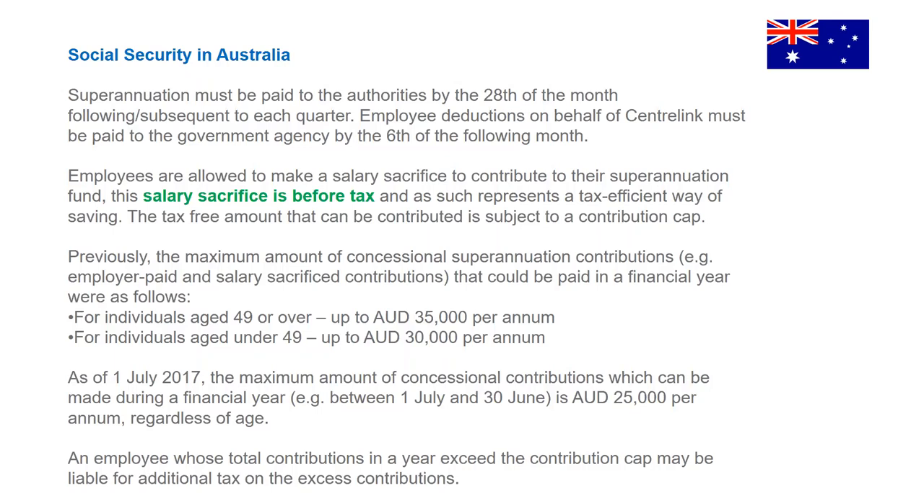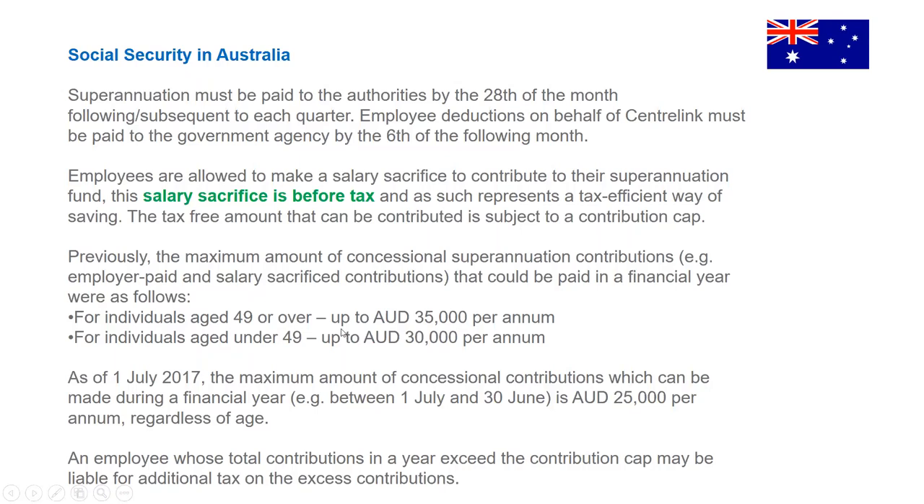Okay, for that reason, I have used the terminology here called salary sacrifice, which is before tax. There's a particular bucket, and a maximum amount of concessional superannuation depending upon your age. If the individual is aged 49 or over, there's a cap of up to 35,000 Australian dollars per annum. If you're below 49, it is up to 30,000 Australian dollars per annum.